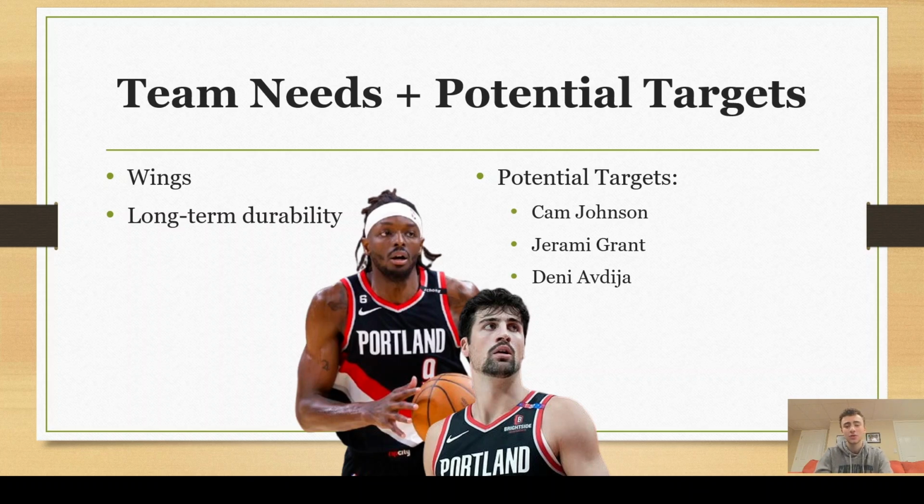Some potential targets, I have Cam Johnson again, and then two wings from the Portland Trail Blazers, Jerami Grant and Deni Avdija. I think Avdija is infinitely more interesting. I'm not quite sure with Jerami Grant what you're getting, because not only is he on the older side, but I feel like his role is kind of synonymous with that of DeMar DeRozan, whereas Avdija is kind of a Swiss Army knife. He plays defense and he's good on offense as well.